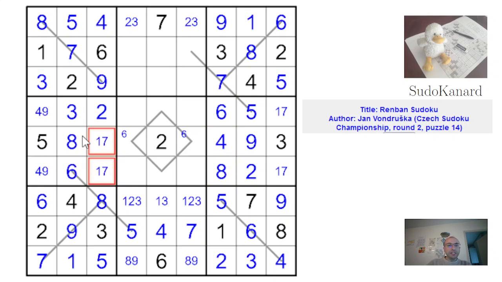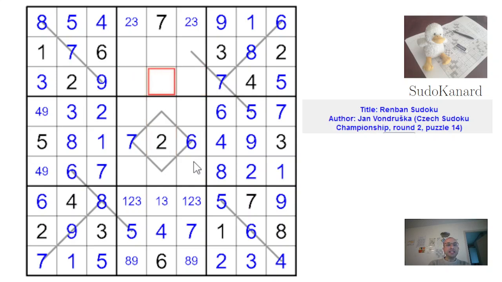And this row still needs 1, 6, and 7. But 1 can't go on this Renban because it would require to come with a 2. So 1 on the row is here. This is 7. This is 1. This is 7. And 7 on this row can only be here. That's a 6. All right. That is definitely some progress.